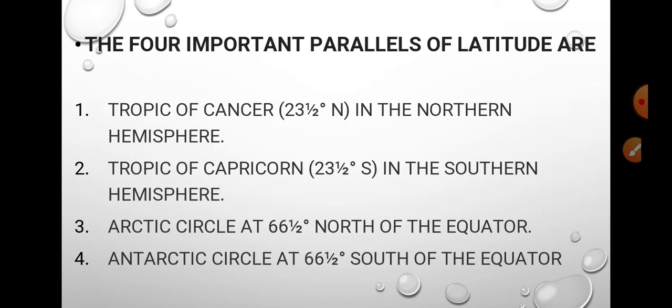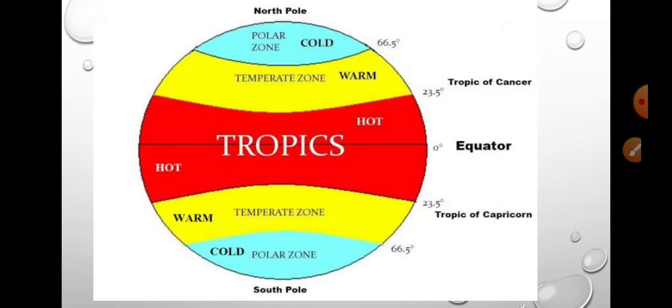The four important parallels of latitudes are, as I already explained, Tropic of Cancer in the northern hemisphere, Tropic of Capricorn in the southern hemisphere, Arctic Circle at north of the equator and Antarctic Circle at south of the equator. You can see in the diagram.